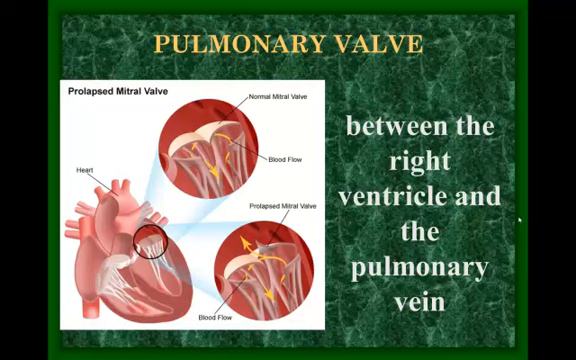So a pulmonary, oops, that's wrong. I got to change that slide. Make sure you put pulmonary artery, because it's between the right ventricle and the pulmonary artery, because the artery is carrying the blood away from the heart to the lungs.